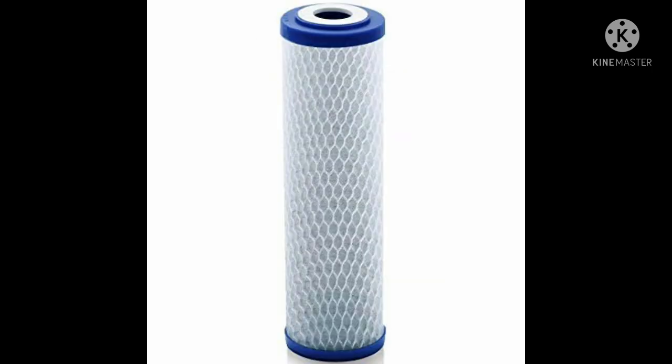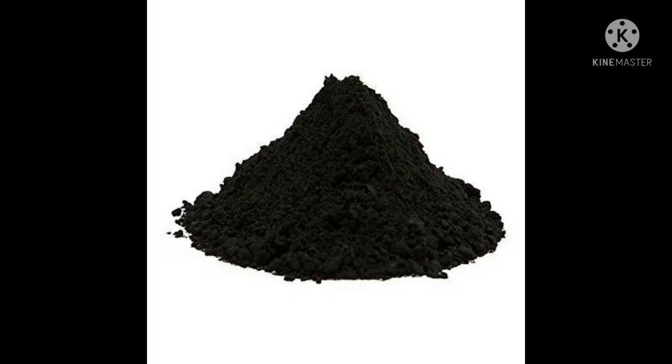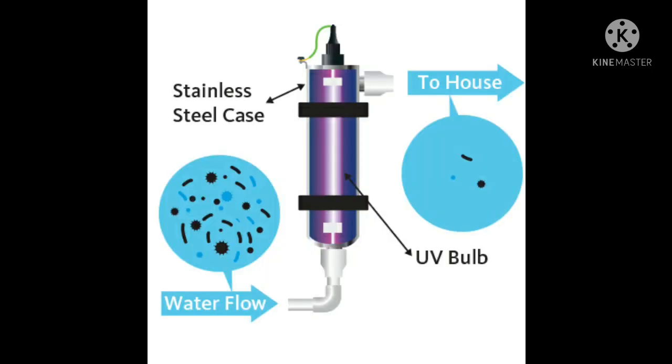Next is activated carbon filter. Guys, you won't believe that the total surface area of carbon molecules from this carbon filter is as large as a football stadium. It uses adsorption method to remove chlorine, soluble gases, pesticides and herbicides from the water. Next is UV filter, which uses UV radiation to kill the biological contamination present in water.